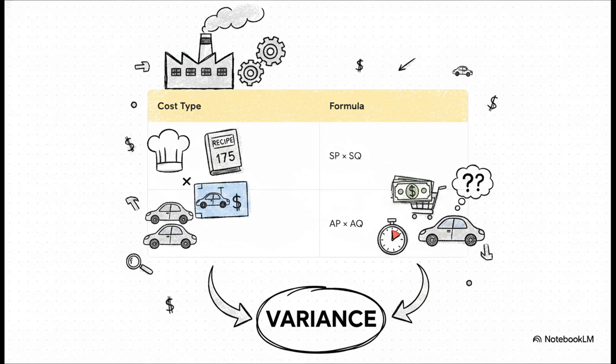Then we look at the actual cost. This is literally what was spent out of pocket, the actual price paid times the actual quantity of materials and labor that were used up. The difference between those two numbers, that right there is your total variance. It tells us exactly how far off reality was from our perfectly planned recipe.